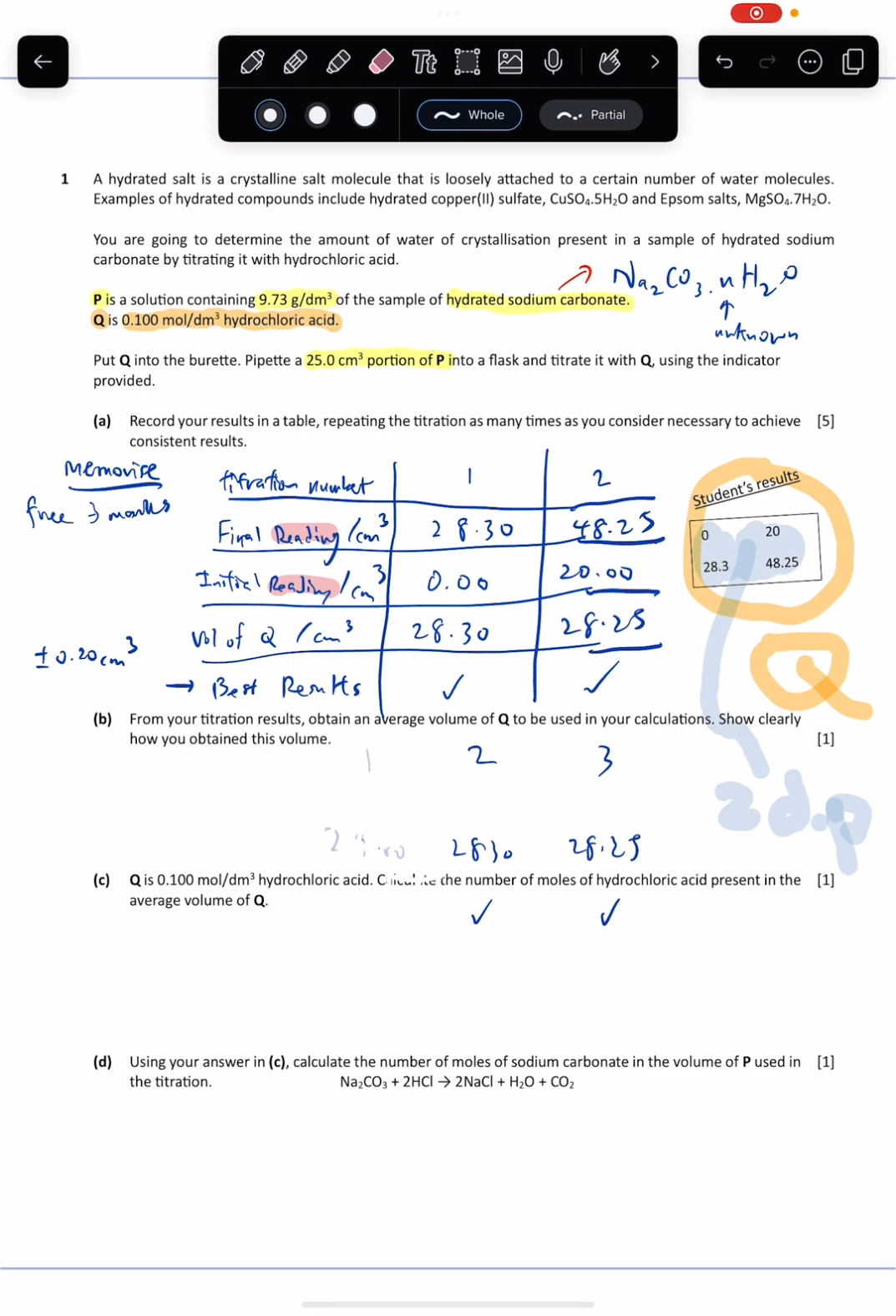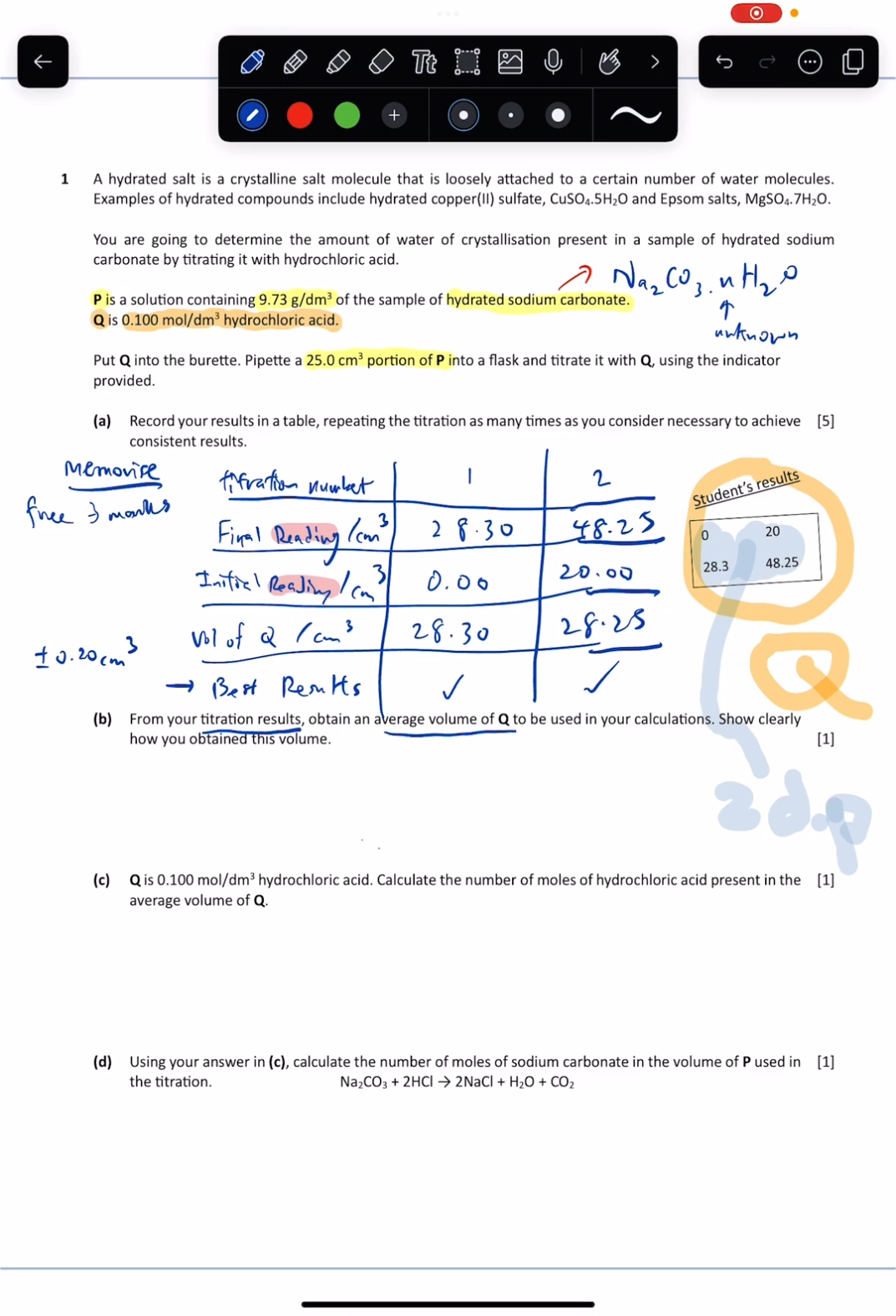But if you are damn good, your first two results are exactly the same. Okay, good, you got skills. Okay, next one. From your results, find the average volume. Not only that, show clearly how you obtain it. So even if the answer is 28.00 plus 28.00 divided by 2, you still write it. Because they ask, you must give it.